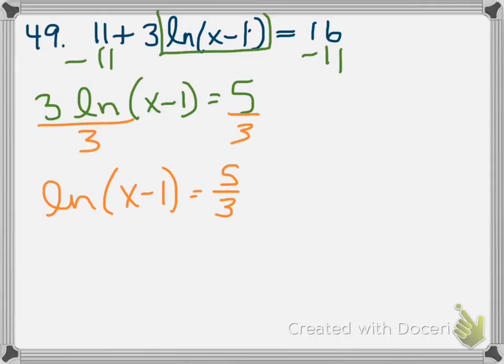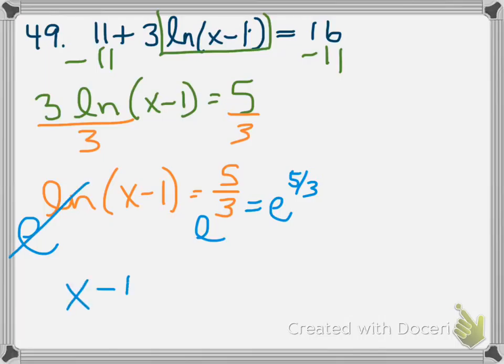Okay, so now I can see that I have my log term by itself. And so in order to get rid of the natural log, I have to use the exponent base that matches. Natural log's base would be e. So I'm going to take e to the power of natural log of x minus 1, and then I do the same thing on the right hand side, which would be e to the 5/3 power. Okay, so e and natural log match bases, so those cancel out. I'm going to be left with x minus 1 on the left hand side. I'm going to have e to the 5/3 power on the right hand side. You are going to need a calculator to figure this one out.